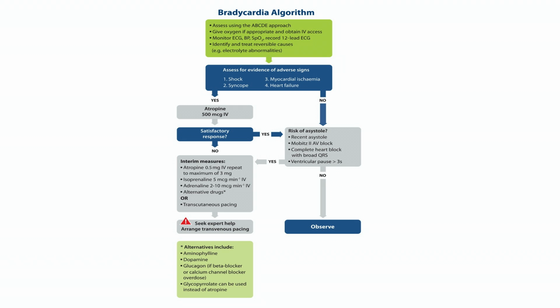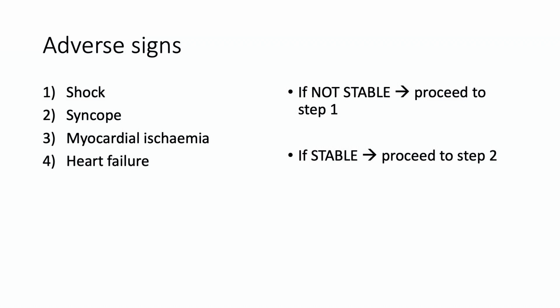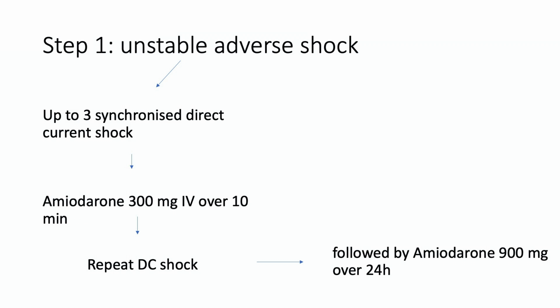The bradycardia algorithm will be discussed step by step on how to perform it. It consists mainly of PEA, AV blocks and asystole. The adverse signs are shock, syncope, myocardial ischemia, heart failure. If the patient is not stable, proceed to step 1. If the patient is stable, proceed to step 2. Step 1.